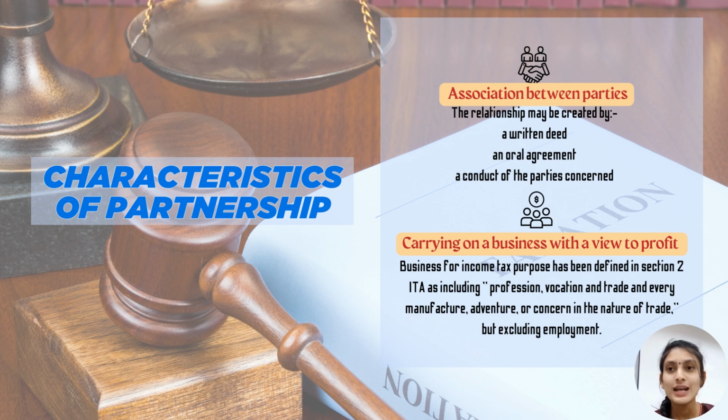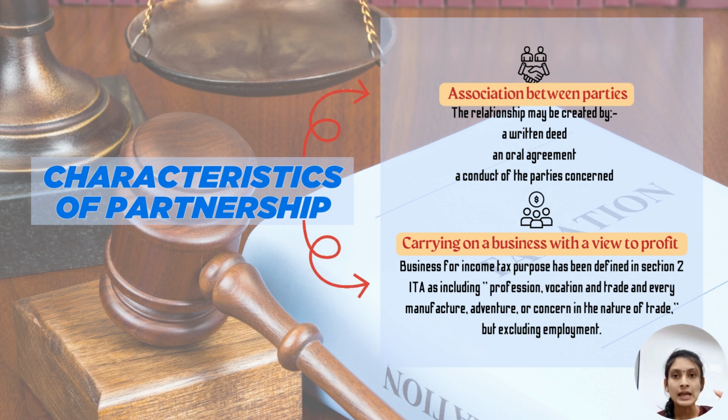Okay, so now let's look at the characteristics of partnership. There are two main characteristics that the partnership must have: association between parties, and carrying on a business with a view to profit. What is association between parties? It mentions how the relationship can be created. It can be created by a written deed, a written document, the written agreement. The second is an oral agreement, and the third is by the conduct of the parties, the parties' consent.